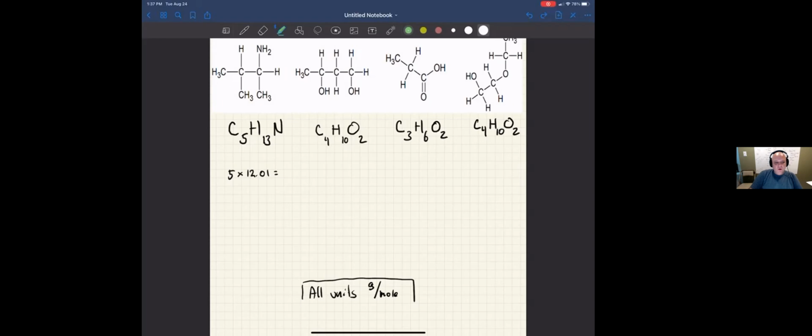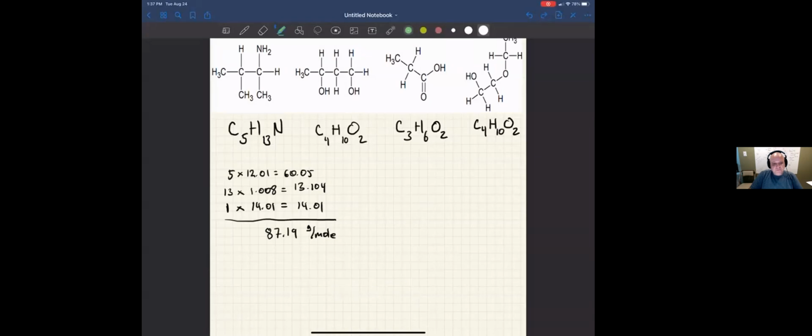So 12.01 times 5 is 60.05 grams per mole. I have 13 hydrogens, so 13 times 1.008, I get 13.104 grams per mole. And the mass of one nitrogen is 14.01 grams per mole. Adding them all together and rounding to the correct number of significant figures, I get 87.19 grams per mole.